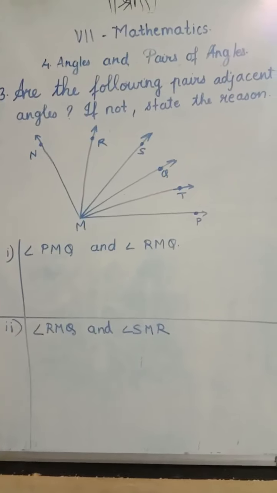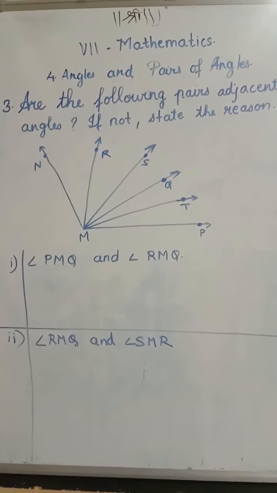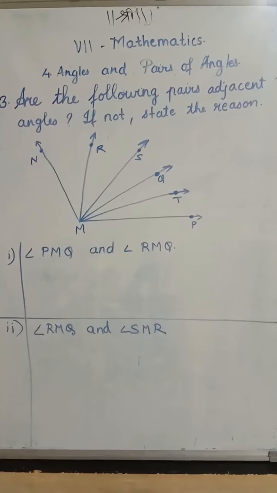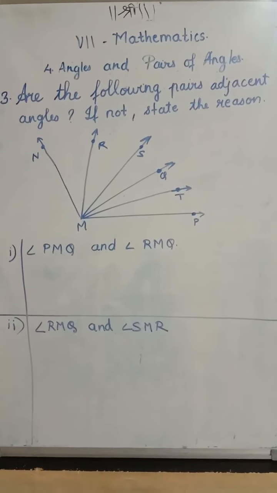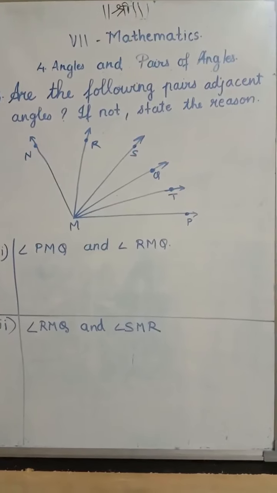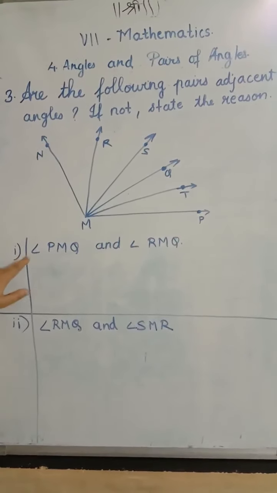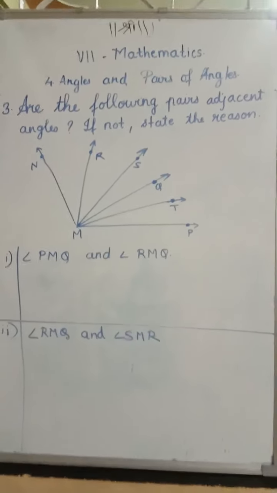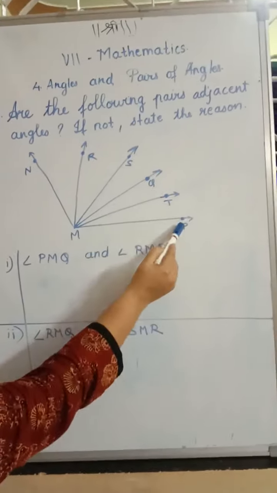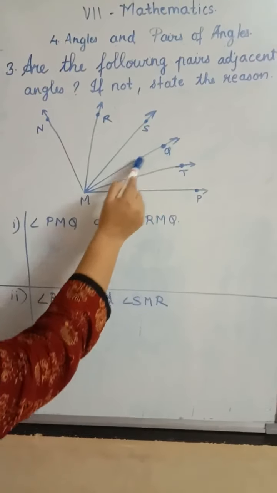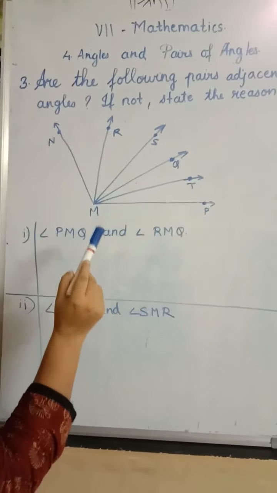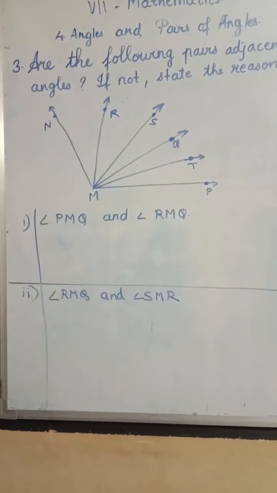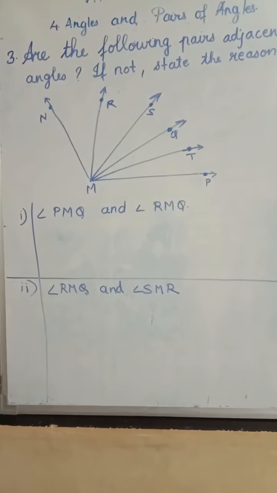The next question: are the following pairs adjacent angles? If not, state the reason. I have taken the first two pairs. You can solve the third and fourth one. So the first pair is angle PMQ. See properly. Angle PMQ and angle RMQ, this above angle. Is this a pair of adjacent angles?